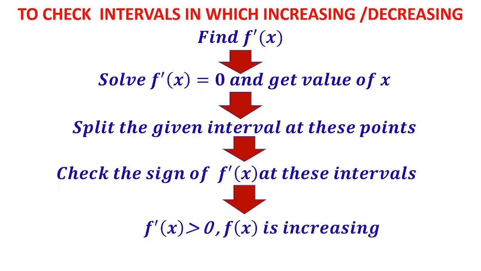f dash of x greater than 0 means f of x is increasing. Why are we solving f dash of x equal to 0? We are finding the critical points. What is the meaning of critical point? At those points only the function will change its nature. That is, it may change from increasing to decreasing or from decreasing to increasing. Therefore, we are finding critical points. Split the interval and check the sign: f dash of x greater than 0 means increasing, f dash of x less than 0 means decreasing.